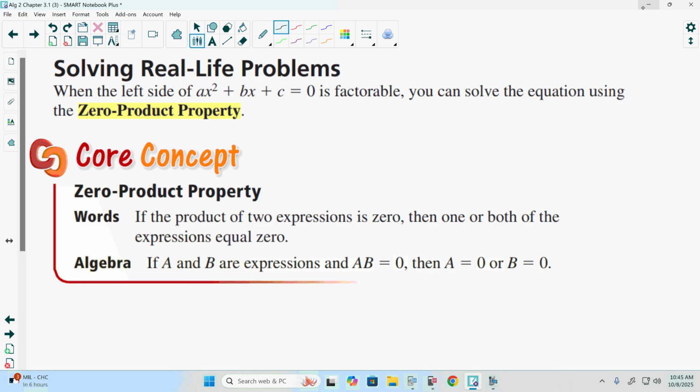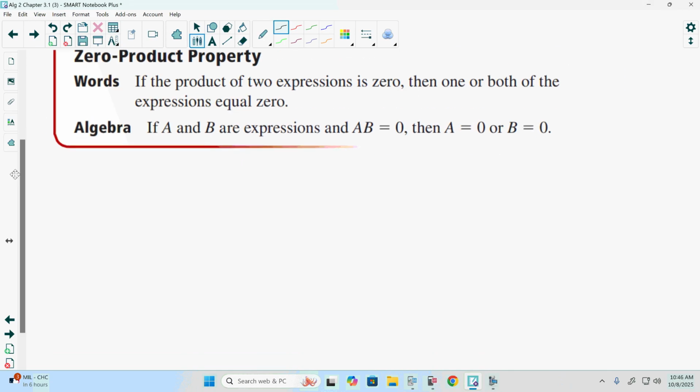Last thing we're covering on 3.1 is the property called the zero product property. The zero product property is actually quite helpful. It states that if the product of two expressions is zero, then one or both of the expressions has to be zero. If A and B are expressions and A times B equals 0, then A has to be equal to 0 or B has to be equal to 0.